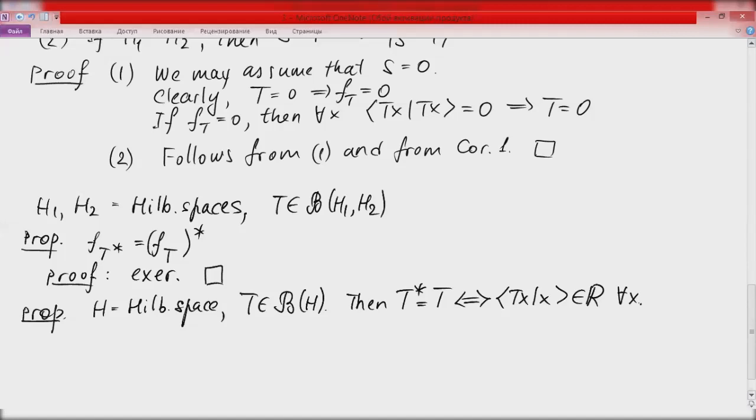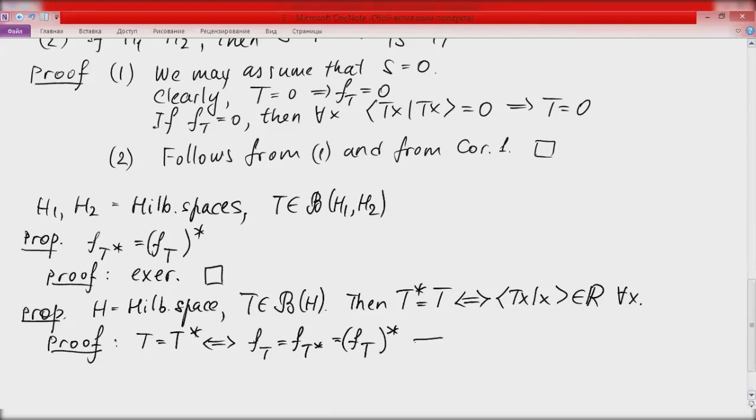So, well, the left-to-right implication is almost obvious. My point is that we have the right-to-left implication as well. And this is quite useful. And the proof is almost immediate from our previous results. Well, T equals T star if and only if our operators have the same sesquilinear form, Ft equals Ft star. So by the previous proposition, this is the adjoint of Ft. So we see that T is self-adjoint if and only if Ft is Hermitian.